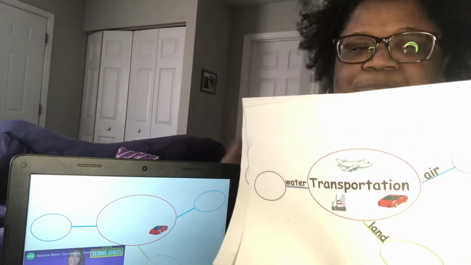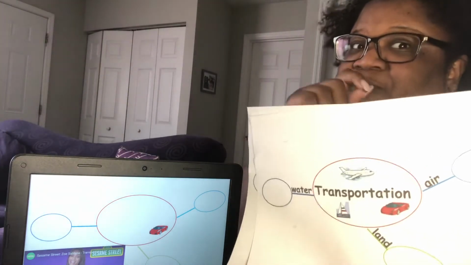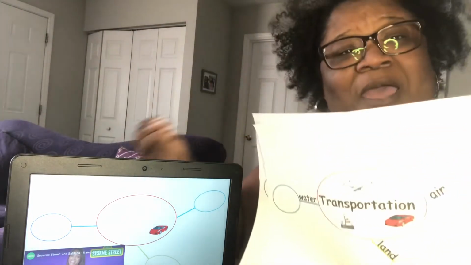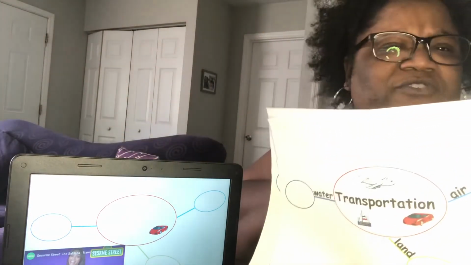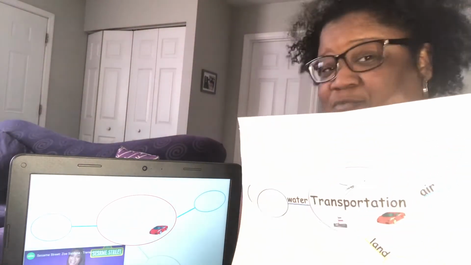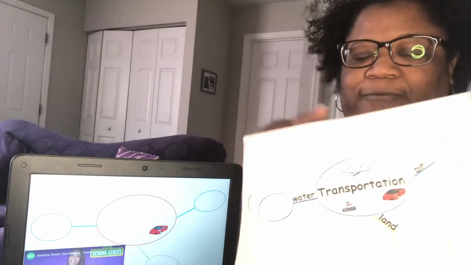Oh, boat, what transportation is on the land and what transportation is in the air. And then from there, you can go further and take more subtopics: public transportation, private transportation, transportation services that you have to pay for. All of those different subtopics can then be added.